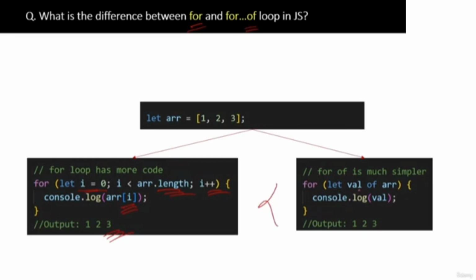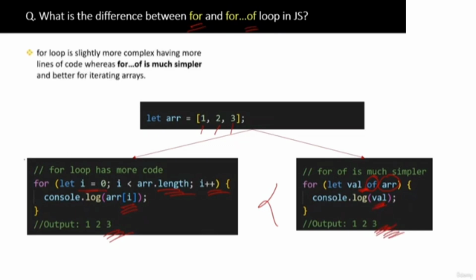Here this val variable is not a number. It refers to the single element of the array. And it is used with the of keyword to iterate all the elements of the array one by one. And here is the output as expected. So you got it. The difference between them is for loop is slightly more complex, having more lines of code, whereas for of is much simpler and is better for iterating arrays.